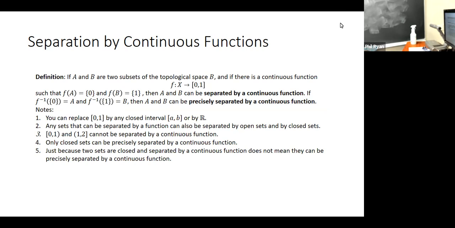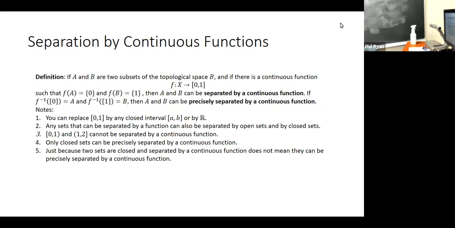Any sets that can be separated by a function can also be separated by open sets and by closed sets, right? Because you just look at the pre-image of 0 to a third, for instance, or 0 to a quarter or whatever, pull that back, that's going to cover A, then 3/4 to 1, pull that back, and that's going to cover B, and the closures of those are also going to cover them as well. So you can do that.